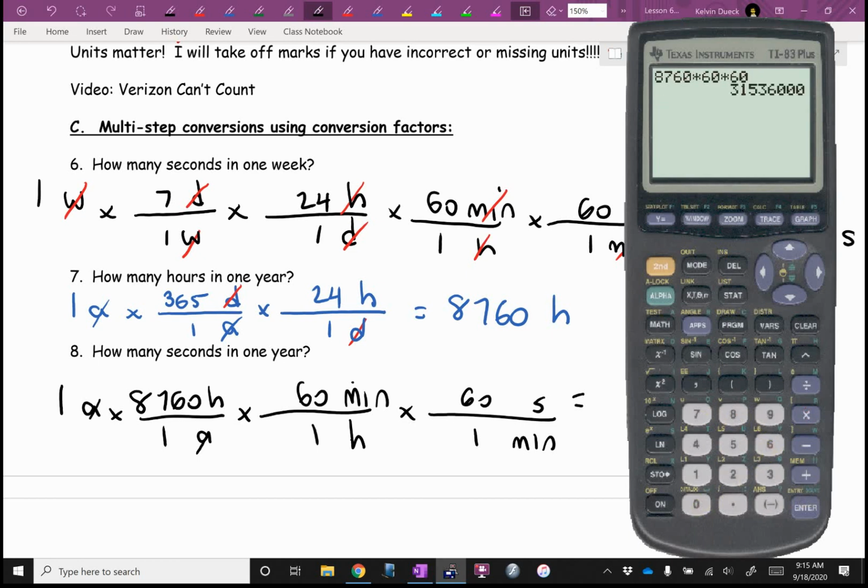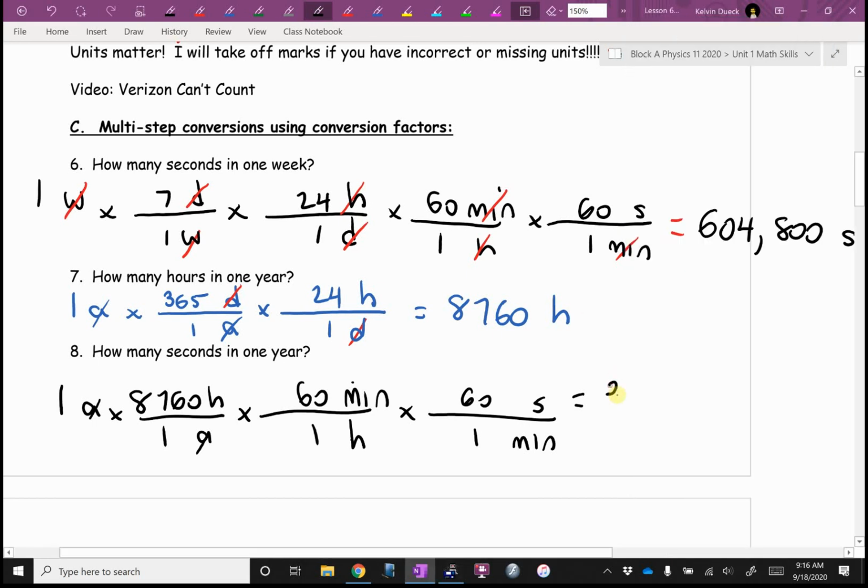Do you get 3 1 5 3 6 and 3 zeros? You know what? It's going to be shorter to write it out longhand because I'd have to write out the 3, the 1, the 5, the 3, and the 6. And then the times 10 to the is about the same amount of work as writing those 3 zeros. So I'm going to write 31536 with 3 zeros. And that's seconds.